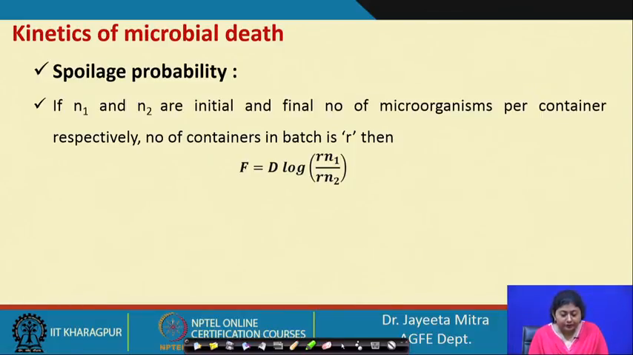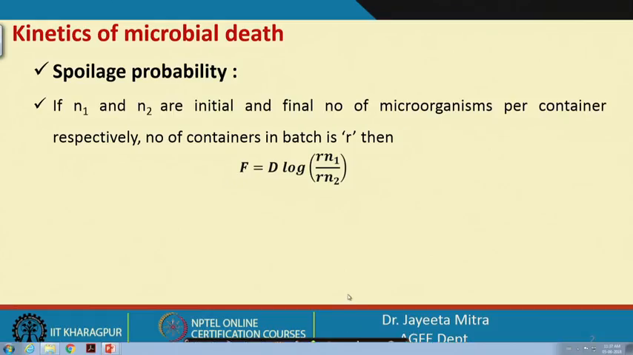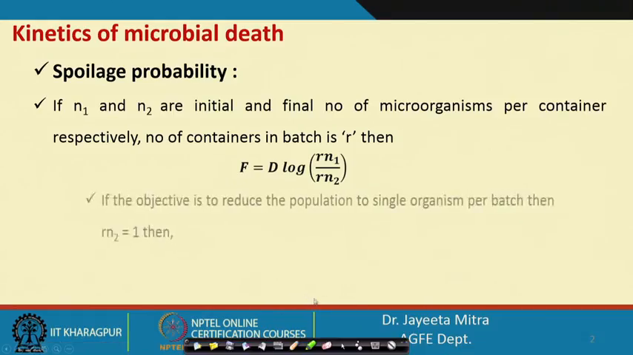So, the number of containers in the batch is R, so out of R, what is the probability of spoilage of a can? So, what is the number of cans that may be spoiled after this treatment as well? Okay. So, that we need to find.